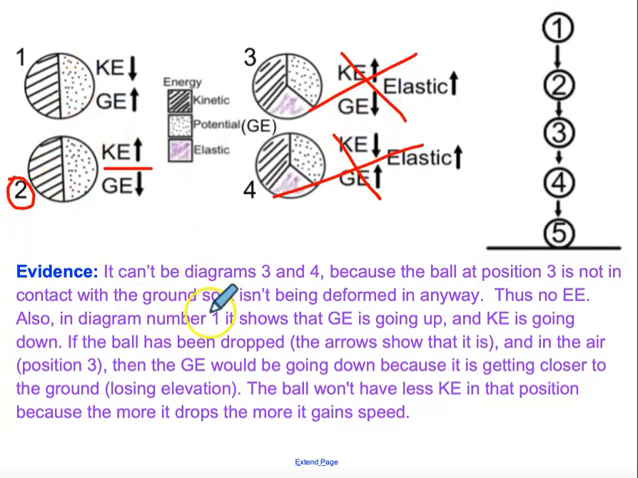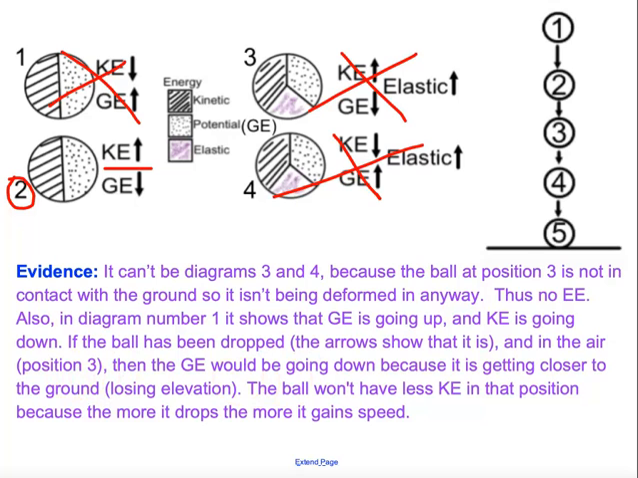Now it says also in diagram number 1, it shows that GE is going up and KE is going down. If the ball has been dropped and in the air, position 3, then GE would be going down because it's getting closer to the ground. So we basically reversed our thinking here and we presented all the evidence to eliminate 1, 3, and 4. The ball won't have less KE in that position because the more it's dropped, the more it gains speed.